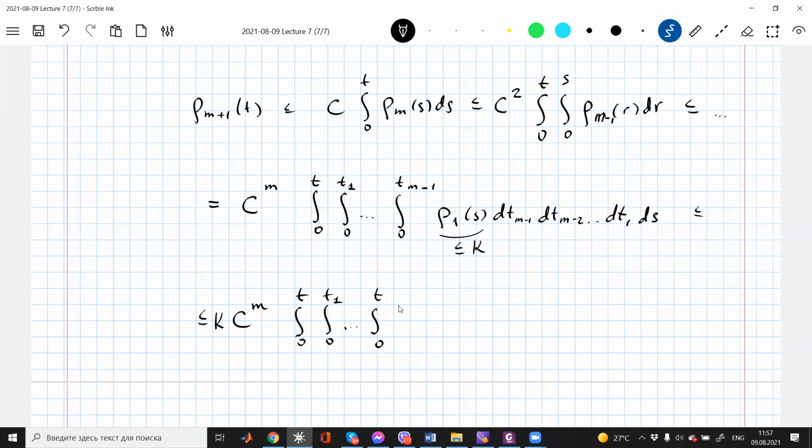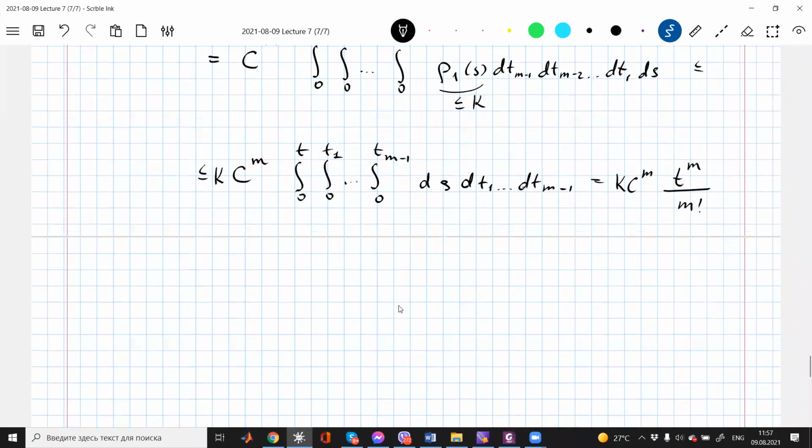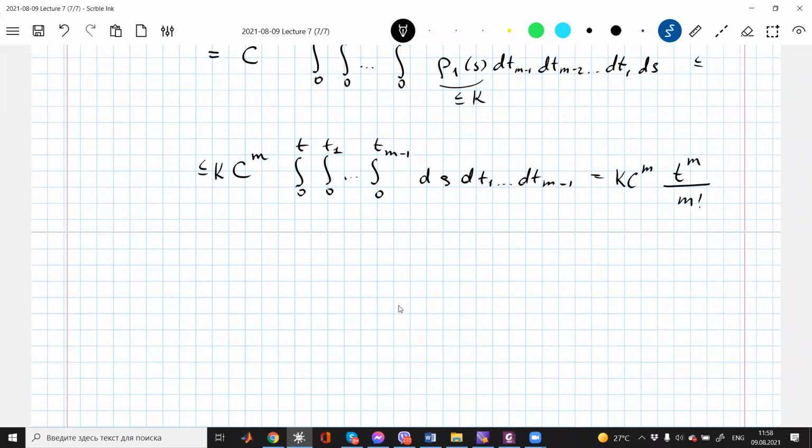And you can ask me what this integral is. The answer for this integral is dt m minus 1. So what is this? You can take this integral step by step, and you will see that this is equal to t to the power m, this is t, divided by m factorial. So this is just an exercise from calculus. So what have we done for now?